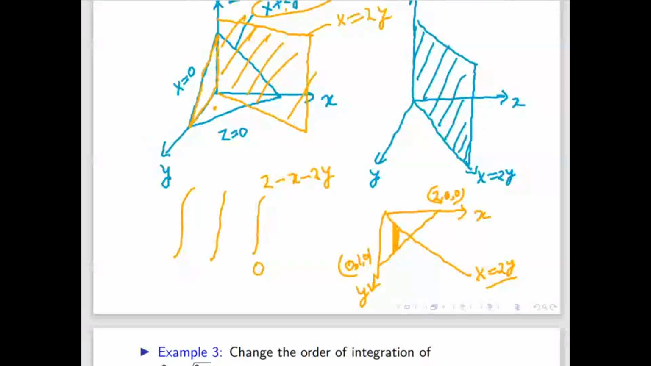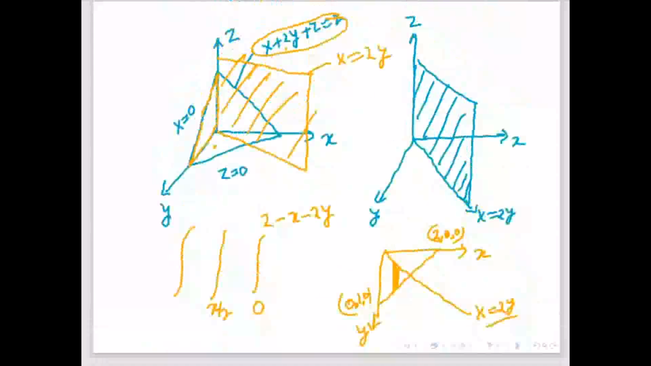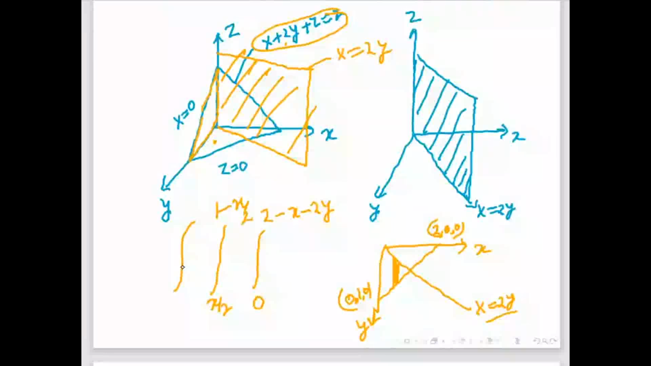So what will be the limit of y? y will start from x by 2, and it will go up to this line, which is part of the plane. That means 1 minus x by 2, the same limit. Is it okay? Because this is x plus 2y equal to 2. So it will start from y equal to x by 2, and it will go to 1 minus x by 2.